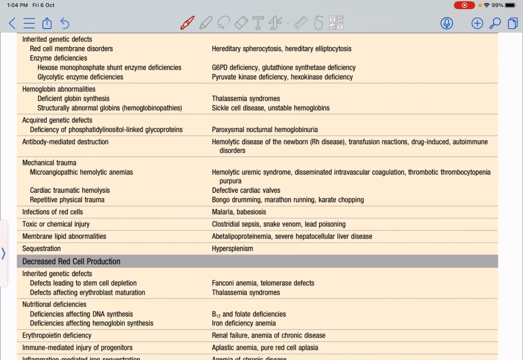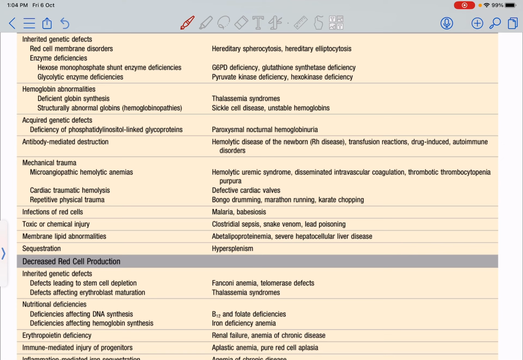Hemoglobin abnormalities. Why will there be hemoglobin abnormalities? Because there will be deficient globin synthesis, not sufficient globin. This alpha chain, this beta chain, there is deficiency in production of either of those chains. So what we'll see are thalassemia syndromes. And then there could be structural abnormality, or hemoglobinopathies. Structurally there could be something wrong: sickle cell disease or unstable hemoglobin.